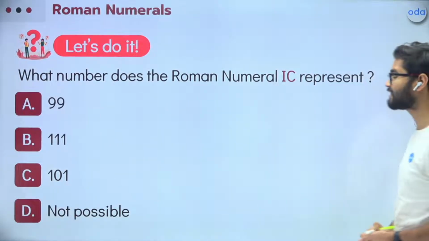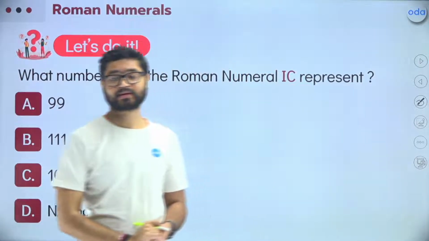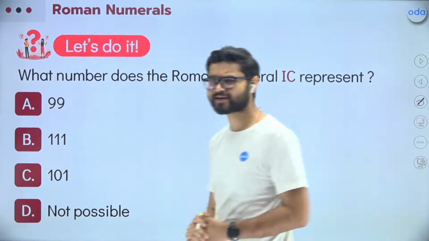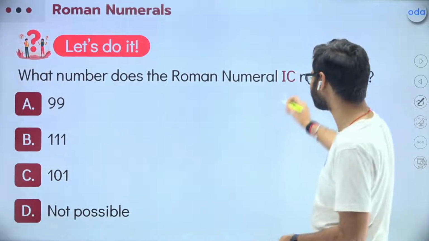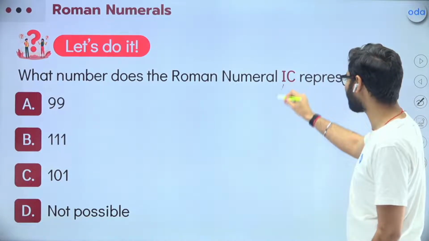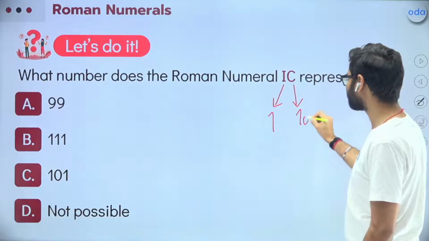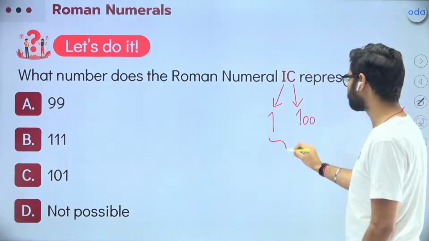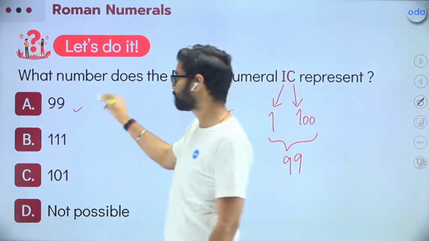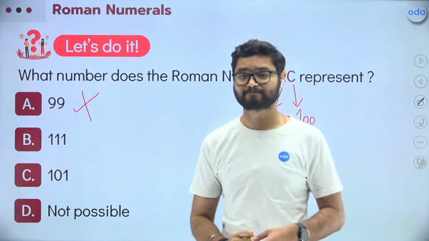So what is IC? That is the question. Think about this. I know what half of you guys are going to do. I can see in the chat box also. Half of you are going to say I is 1, C is 100, smaller value on the left, bigger on the right, do the subtraction, 99. 99 is the answer, but no. 99 is not the answer.